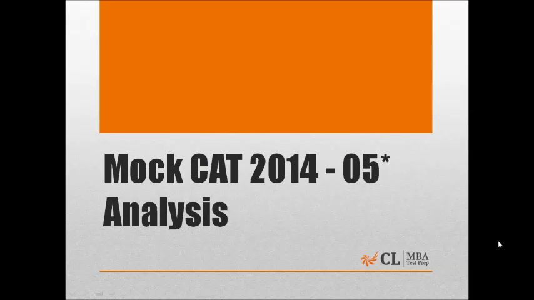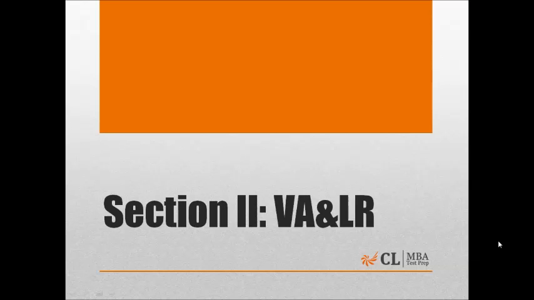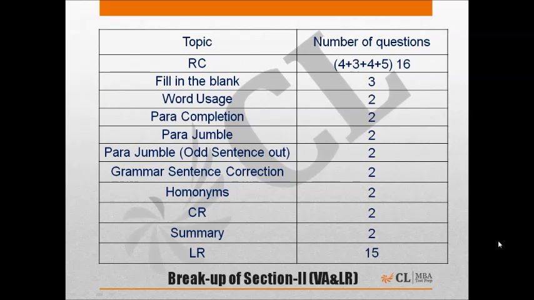This is analysis time. This time we have for you the fifth mock in the CAT 2014 series, and we are about to discuss the questions in the VA section. Just to give you a small breakup of the VA and LR portion, which was section 2, here were the 35 questions. Here's the breakup of the 35 questions on the VA section. Apart from that, you had 15 LR questions. But let's discuss the VA part, the verbal ability portion.